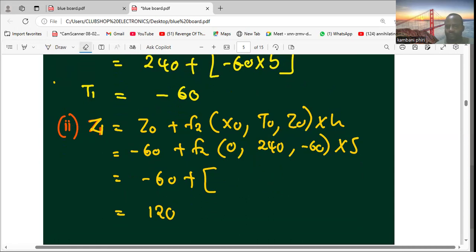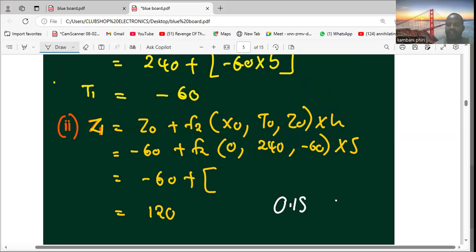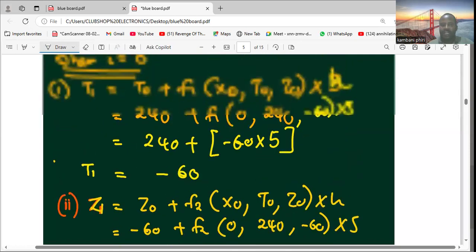Maybe we left out something. For Z naught, mind you, F2 is 0.15 H. So this is 0.15 times... Actually, in the equation, it is T. So our T is the T naught, which is 240. Then it is this value that should be multiplied by 5. And when you do that, you multiply 0.15 by 240 by 5 minus 60, you eventually get 120. That's what I got with my calculator here. All right? Take note again, this is I is equal to 0.